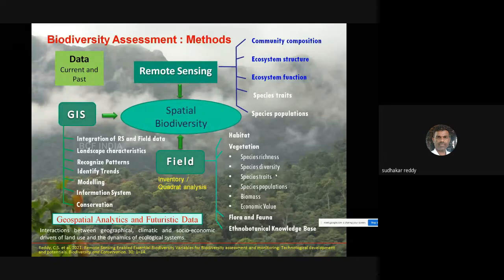And now, as this is an information technology period, there are more analytical tools available that will help us not only to fulfill the requirements of the current day, but it will also provide the futuristic data to go for long-term conservation and action plans.